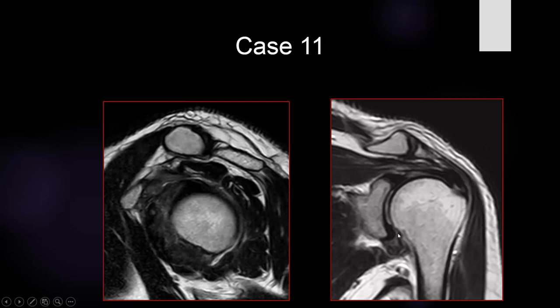Here we can see marked thickening of the inferior glenohumeral ligament and obliteration of the axillary recess. Also, there is obliteration of the subcoracoid fat spaces and the rotator interval, with low T2 signal. This is characteristic of adhesive capsulitis in the axillary recess, the rotator interval and the subcoracoid triangle. The low T2 signal here indicates synovial thickening in a patient with adhesive capsulitis.